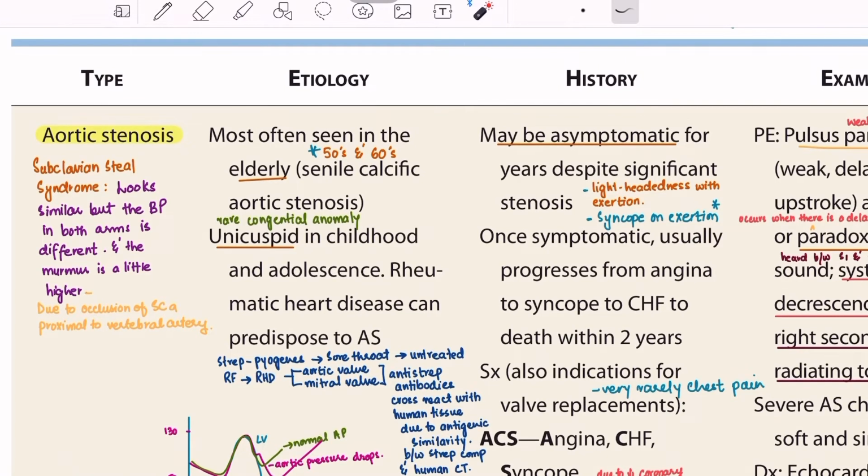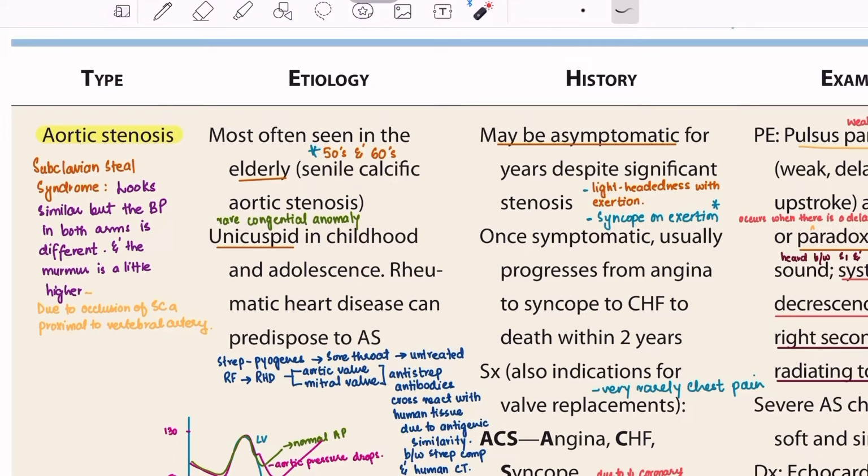What are the causes of the aortic valve being stenosed? There are three main causes that we will be discussing today. The first one being senile calcification. Senile basically means old, and calcification basically means buildup of calcium onto something.